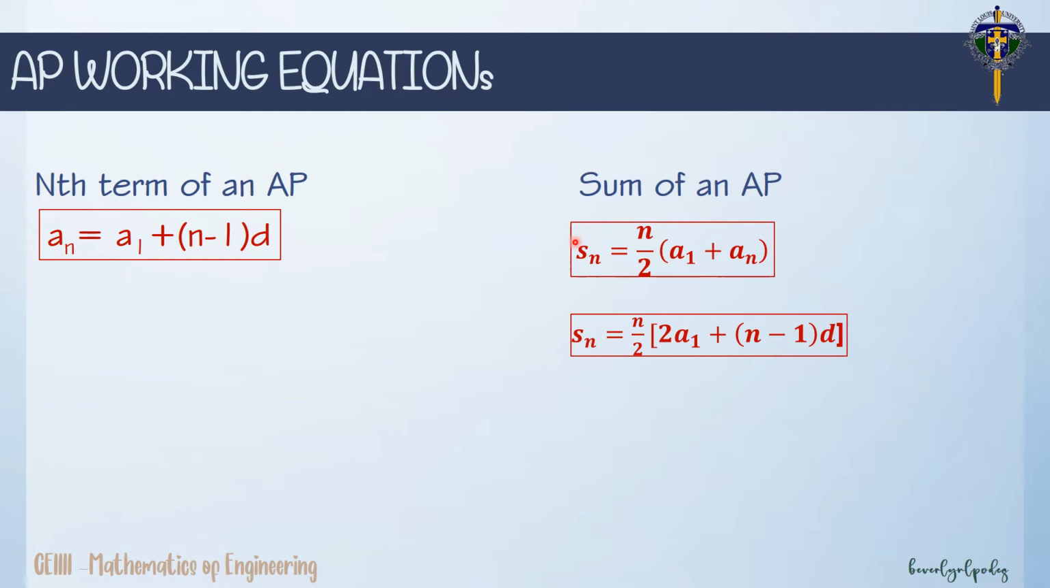This one is used if we do not know the common difference, since there is no value for d here. And this one is if the d is given, the n is given, we can also use this equation. But anyway, both equations will yield the same answer.